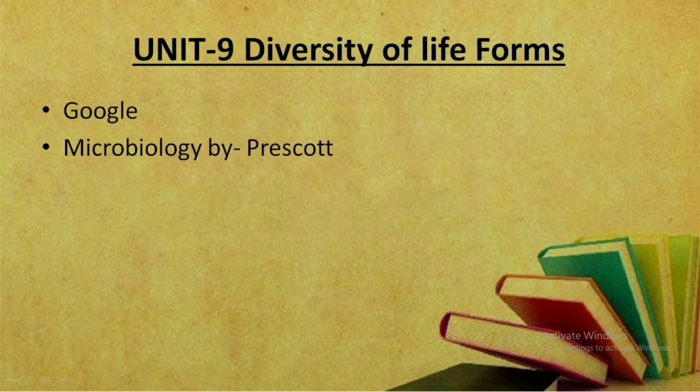Talking about the ninth unit, that is the diversity of life forms. One problem with this unit is that it is a very diverse unit and you cannot limit from which book you have to do. So the best source for this particular unit is Google. Whatever topic is given in the unit, just Google that and you would be able to find out some information from the same. And in addition, if you're targeting the microbiology section of this unit, you can use the book by Prescott.